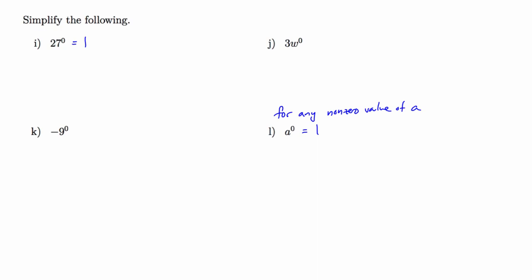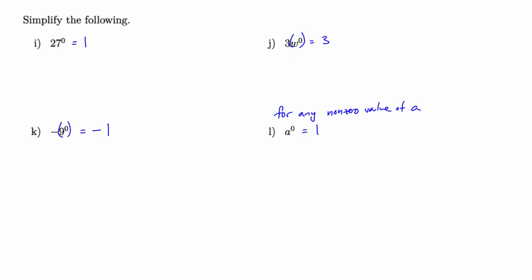In part J, 3w to the 0, now you need to remember, exponents only apply to what they're immediately next to, so the only thing being raised to the 0 power is the w. So w to the 0 will become 1, but 3 times 1 is 3. So 3w to the 0 is actually 3. In part K, negative 9 to the 0, again you want to remember the 0 exponent only applies to the 9, so 9 to the 0 will become 1, but it doesn't impact that negative. So our answer for part K is negative 1.